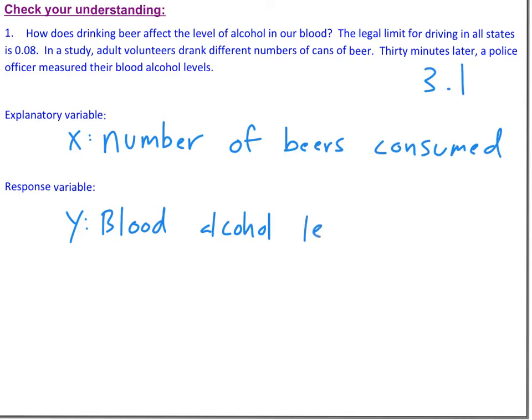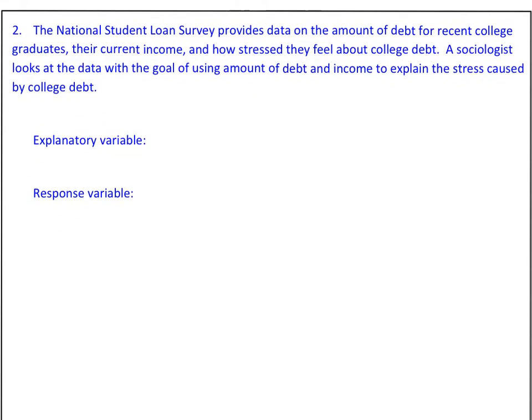Notice both of those variables are numerical. And for each individual, we could gather both of those pieces of data and plot that as a coordinate point. That would set us up to look at a possible association between the two.